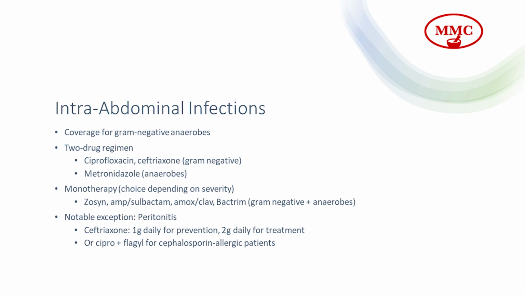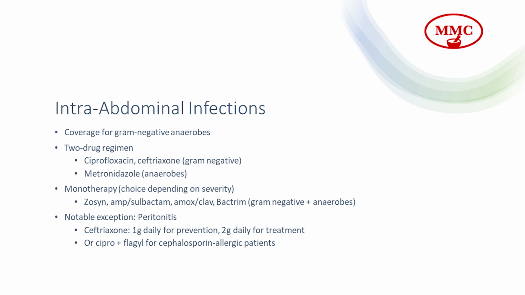I tend to reserve Zosyn more for cholecystitis, ruptured appendicitis, perforated viscus, stuff like that, some more serious infections that can lead to sepsis. Whereas ampicillin-sulbactam and amoxicillin-clavulanate, even the Bactrim, I could reserve for an acute, uncomplicated diverticulitis.